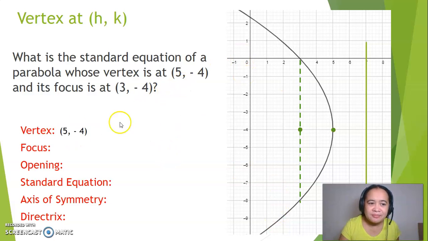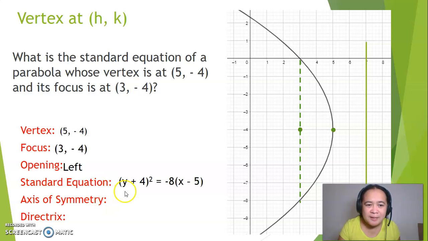It's given. The focus is (3, -4). It opens at the left. And the standard equation would be, so y and k will go together. So y minus negative 4, so plus 4. Then the length of the latus rectum would be negative 8 because it opens at the left.